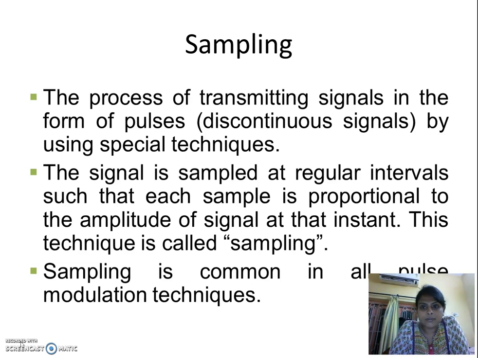Sampling is the process of transmitting signal in the form of pulses by using special techniques. The signal is sampled at regular intervals such that each sample is proportional to the amplitude of signal at that instant. This technique is called sampling. Sampling is common in all pulse modulation techniques.